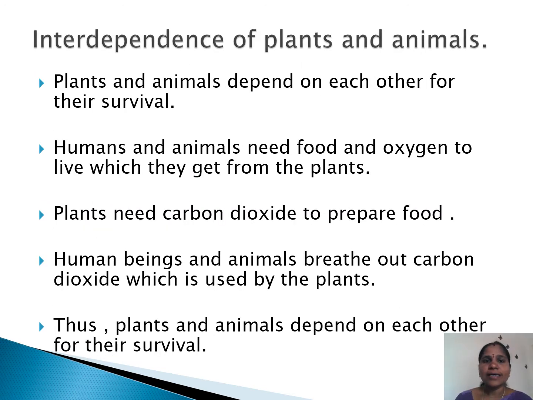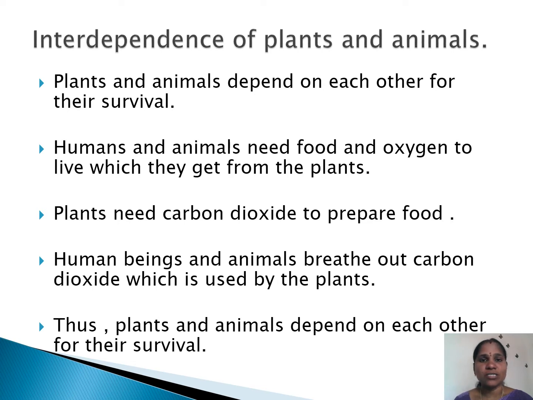The next topic is interdependence of plants and animals. What is meant by interdependence? Both depend on each other. Plants depend on animals, and animals depend on plants. Plants and animals depend on each other for their survival. How? For example, an animal needs food to grow or to get energy. Where do they get it? Yes, from the plants. Most animals get their food from plants.